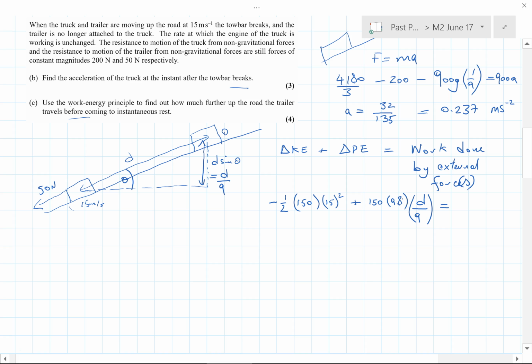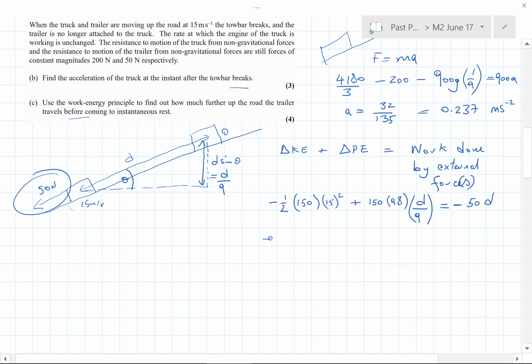Now, what we've got to be careful of here is, do we get the sign right in this bit? Because this is a resistive force. It's going to be taking away mechanical energy. If it were a driving force, then we would put a positive here, but we're going to put a negative. If it were adding mechanical energy to the system, we'd put positive, but it's taken away, so we need the negative sign there. And of course it will be work done is force times distance, that's minus 50d.